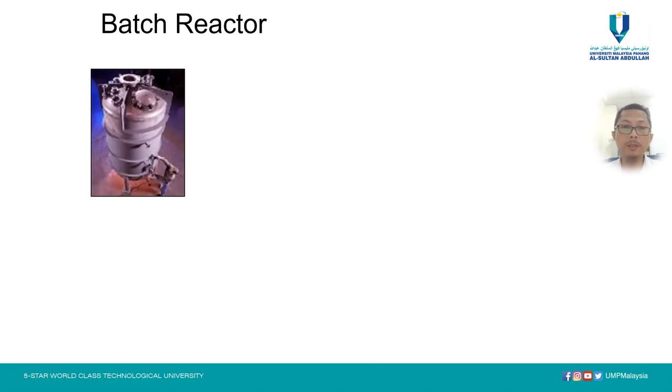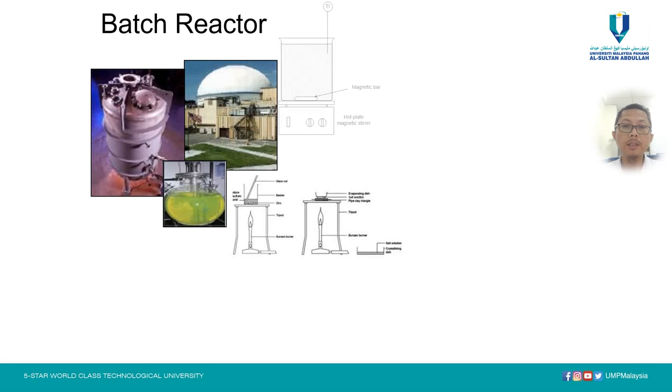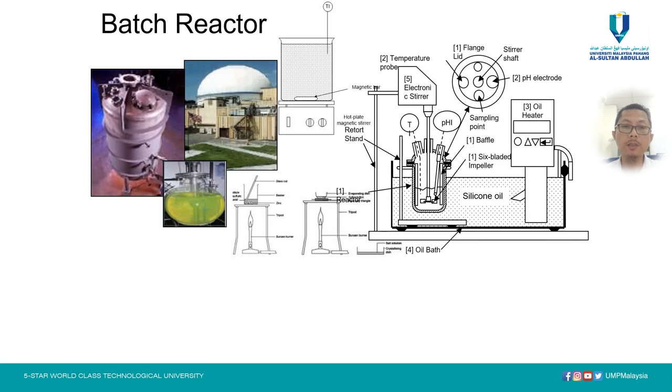For batch reactor, these are illustrations for the batch reactor. This is one example of industrial scale reactor. This is also an industrial scale reactor in the waste treatment system. This is a glass lab scale. This is a pilot scale. The size will be around 5 liter and 6 liter. And this is the lab scale of batch reactor.